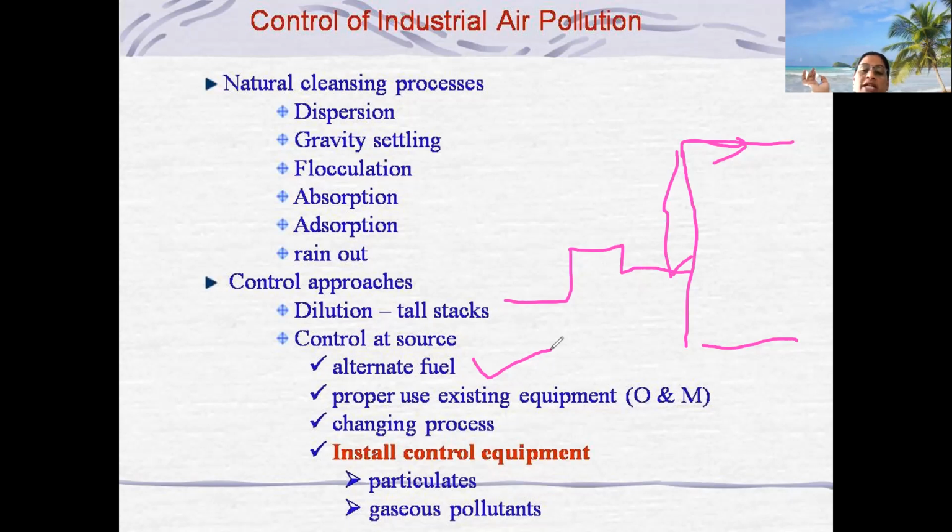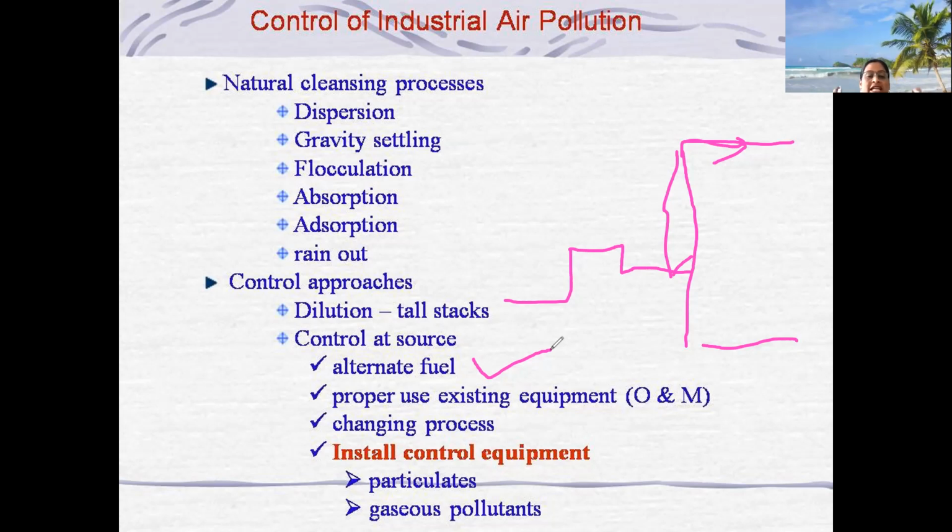So if operation and maintenance is being done properly and on time, then it will also help to control the air pollutants at the source. Then changing processes. What is meant by changing processes? In that case, you can use catalytic converters. Vehicles are emitting hydrocarbons as a major source of air pollutant into the atmosphere. If you add a catalytic converter to that particular engine, it will convert those hydrocarbons into a simple form of hydrogen, which is not going to act as a pollutant.